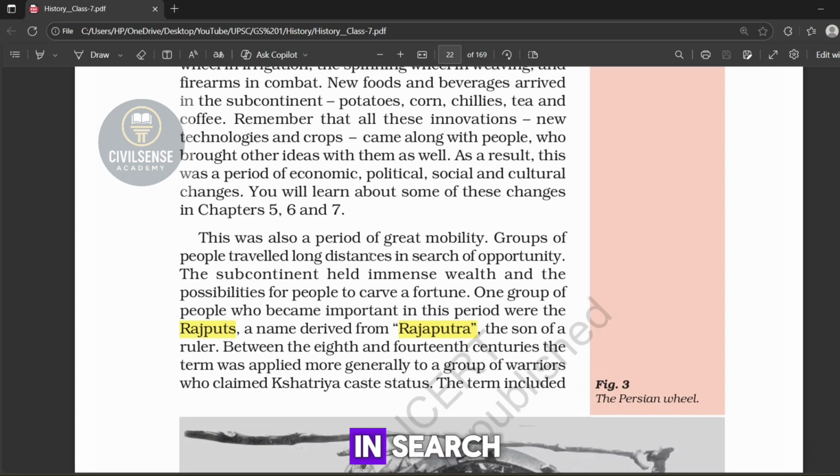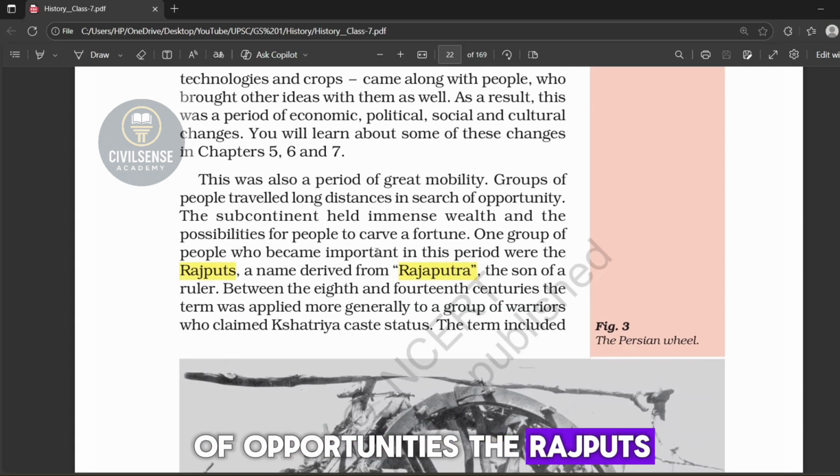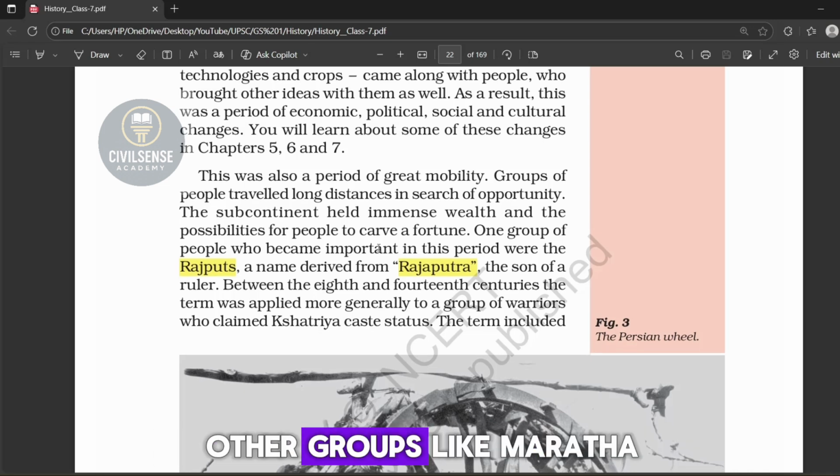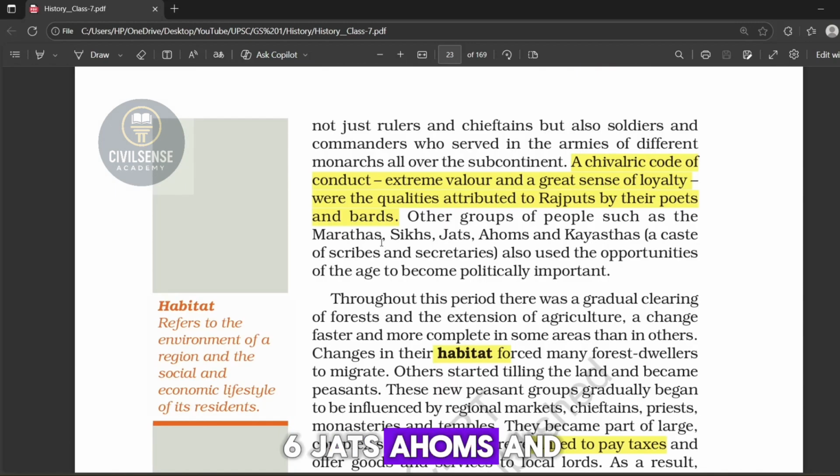This period also saw great mobility. People traveled far in search of opportunities. The Rajputs, whose name comes from Rajaputra, meaning son of a ruler, became powerful warriors. They followed a code of bravery and loyalty. Other groups like the Marathas, Sikhs, Jats, Ahoms and Kayasthas also rose to power during this time.